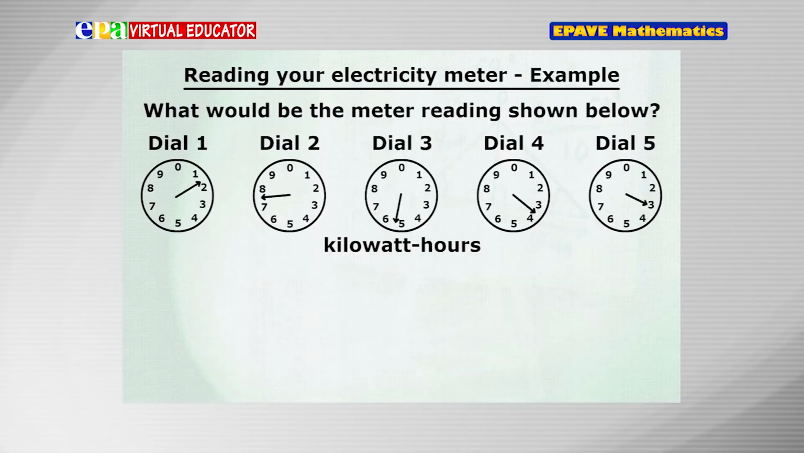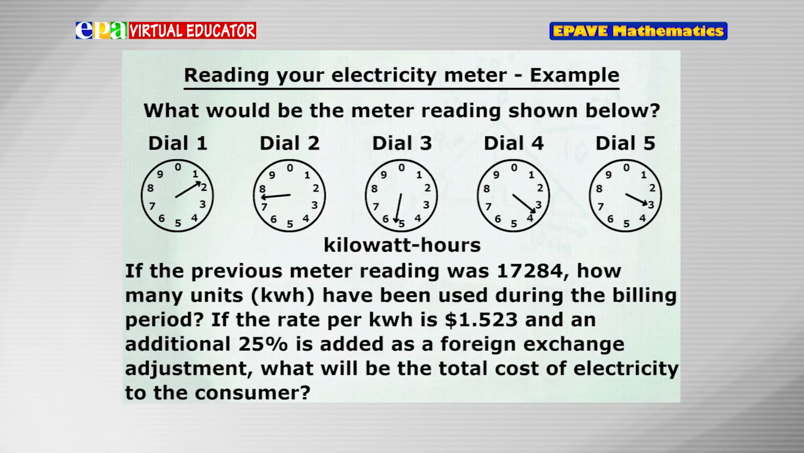Here is an example. What would be the meter reading shown here? If the previous meter reading was 17,284, how many units or kilowatt hours have been used during the billing period? If the rate per kilowatt hour is $1.523 and an additional 25% is added as a foreign exchange adjustment, what will be the total cost of electricity to the consumer?